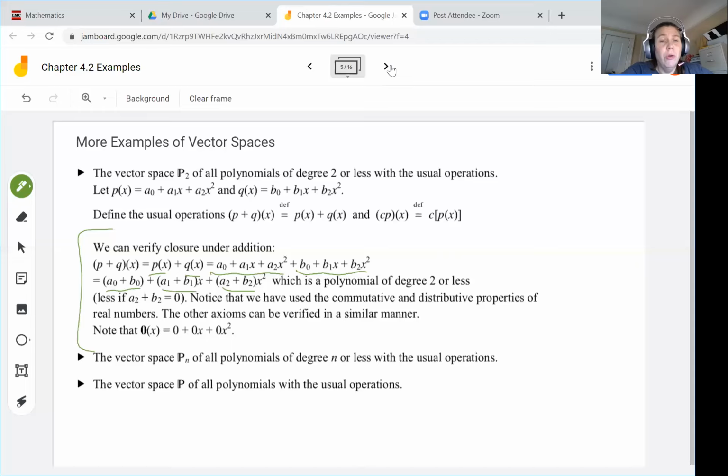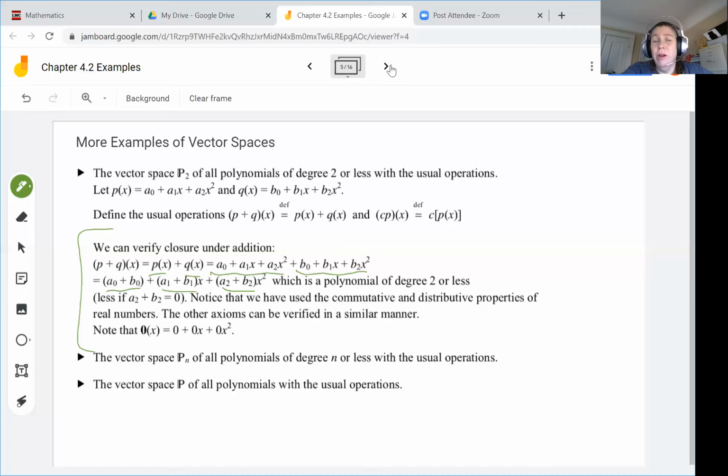Note that the zero polynomial in P2 is 0 plus 0x plus 0x squared. Because when we did our addition here, our result was still a polynomial of degree 2 or less, we say we're closed under addition, because when we add up the polynomials, we're still in that same vector space P2. There's no way to add up second degree polynomials and get a third or fourth or higher degree polynomial. You couldn't multiply the polynomials and consider it a vector space.